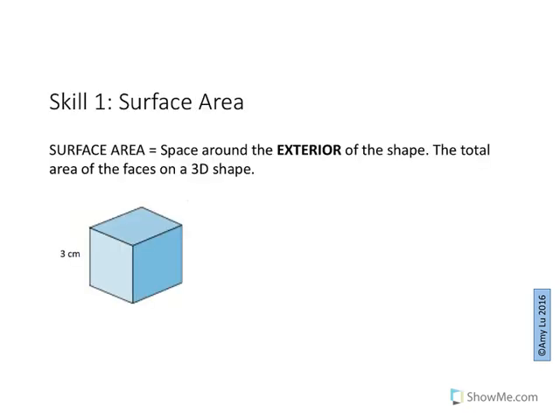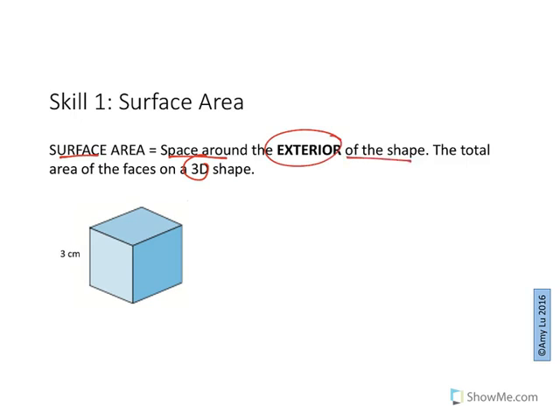Now to talk about surface area. Surface area, when we talk about this idea, always refers to a 3-dimensional shape. Area addresses the 2D shape, meaning the flat surface. Surface area is basically the space around the exterior of the shape.